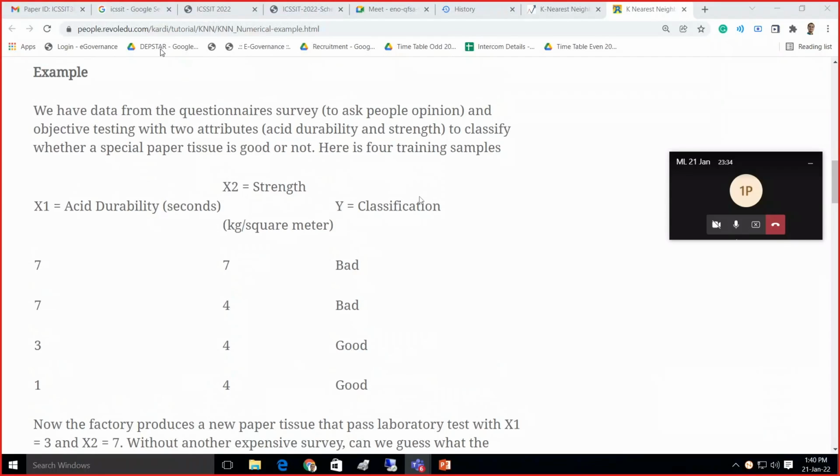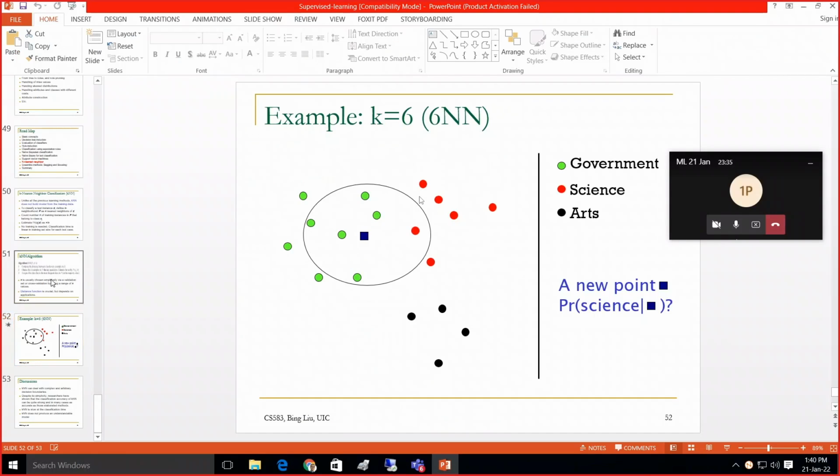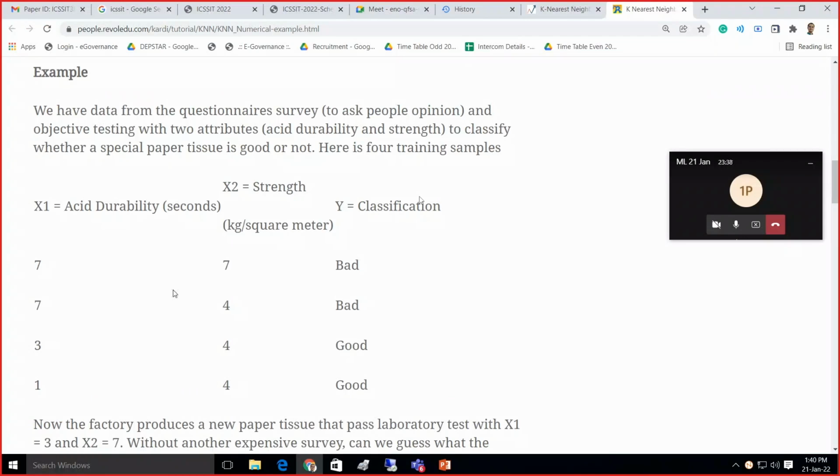From the pictorial steps we have gone through, let us go with a real life example, which is going to be considered from an exam point of view. Here we have data from a questionnaire survey and objective testing with two attributes, x1 and x2. X1 means acid durability in seconds and x2 means strength in kg per square meter. To classify whether a special paper tissue is good or bad. So here it is only binary classification, and 4 training examples are given.